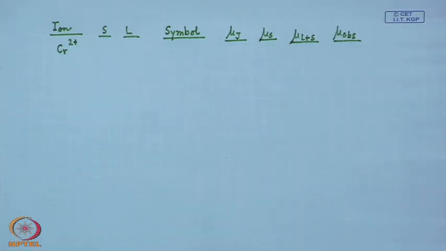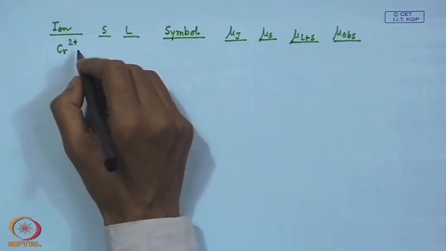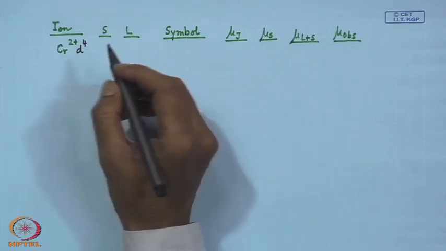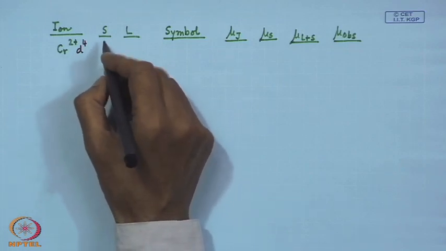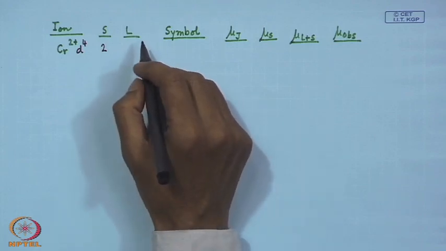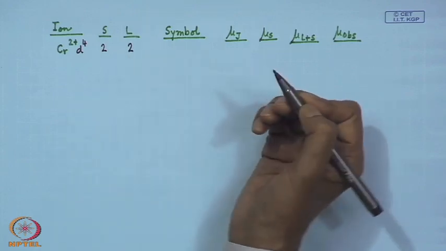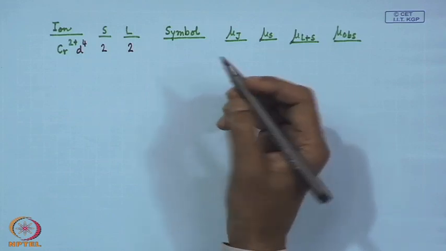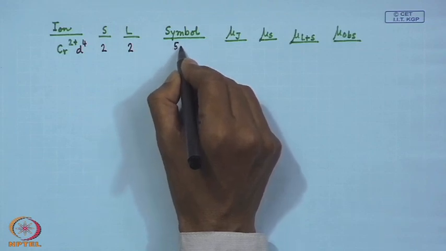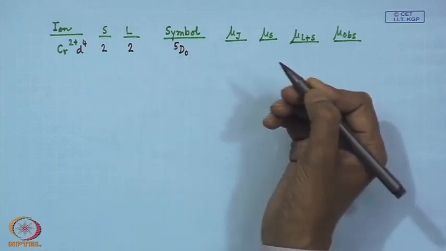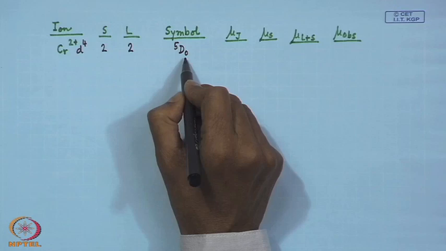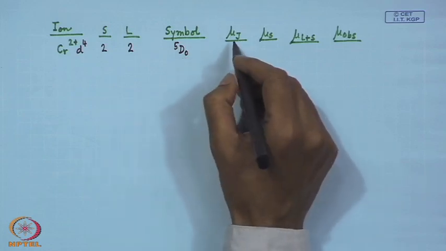So, when we have chromium 2 plus, which is a 3d4 system, so is a 3d4 ion, and the corresponding ground state quantum number for capital S is 2, with respect to the 4 unpaired electrons, and L value is equal to 2 for the electrons in the D level, and the corresponding spectroscopic symbol which we can find out from here is 5D0, and we are considering this J value as equal to L minus S, not L plus S.